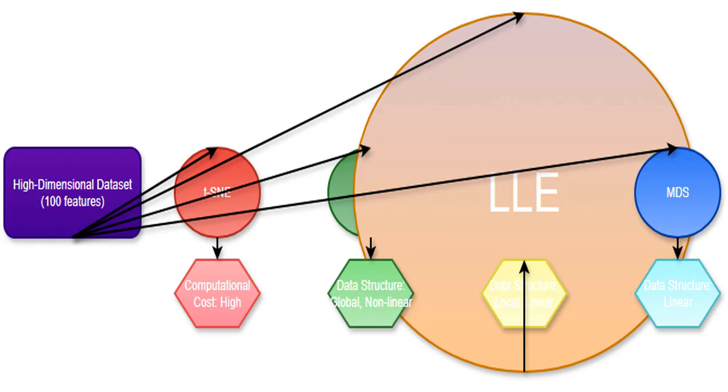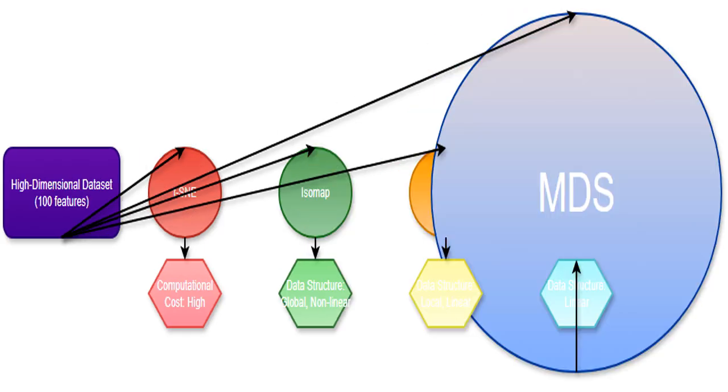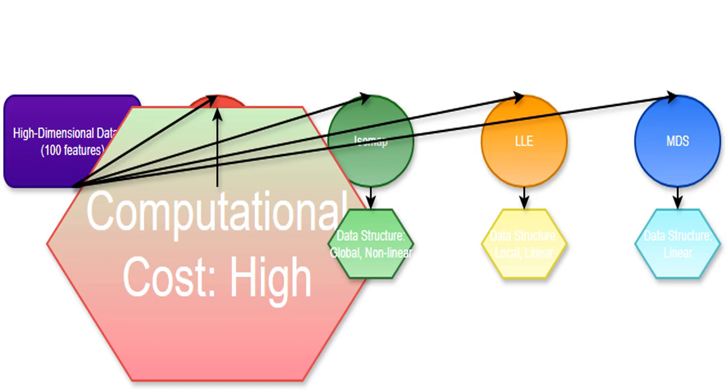LLE, locally linear embedding, works best when data points are arranged linearly in small neighborhoods. It's not great at capturing global, curved structures in the data. MDS, multidimensional scaling, is a simple method. Standard MDS deals primarily with linear data. It's not as effective with data that has a complex curved shape. Some algorithms, like T-SNE and ISOMAP, need lots of computing power and time.